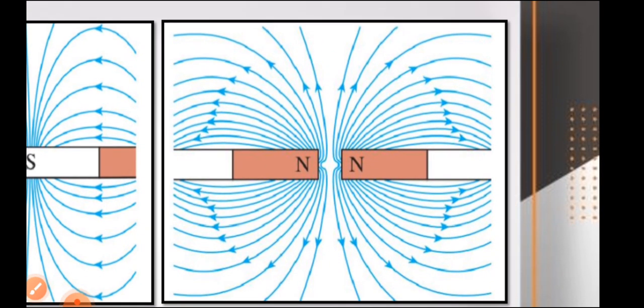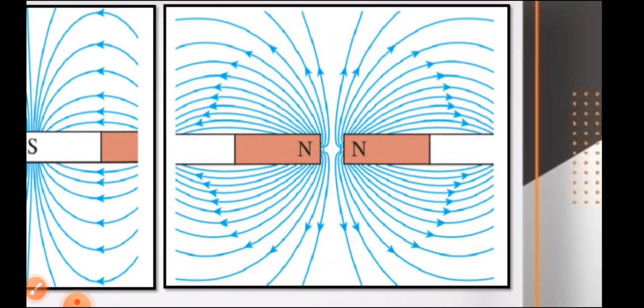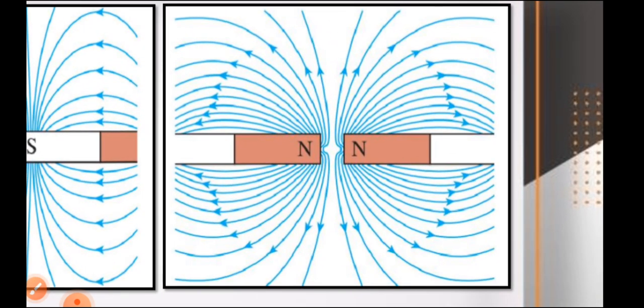Consider this last picture. This figure shows the magnetic field lines of the same poles, called the North Poles and the South Poles. As you can see, they repel each other.